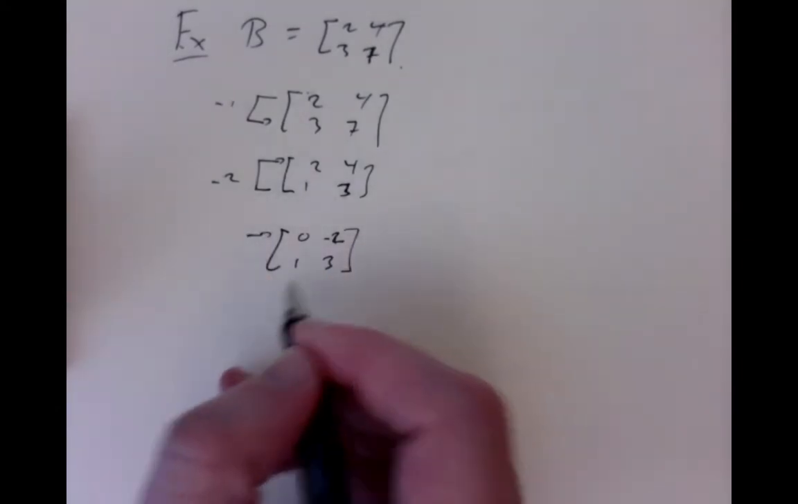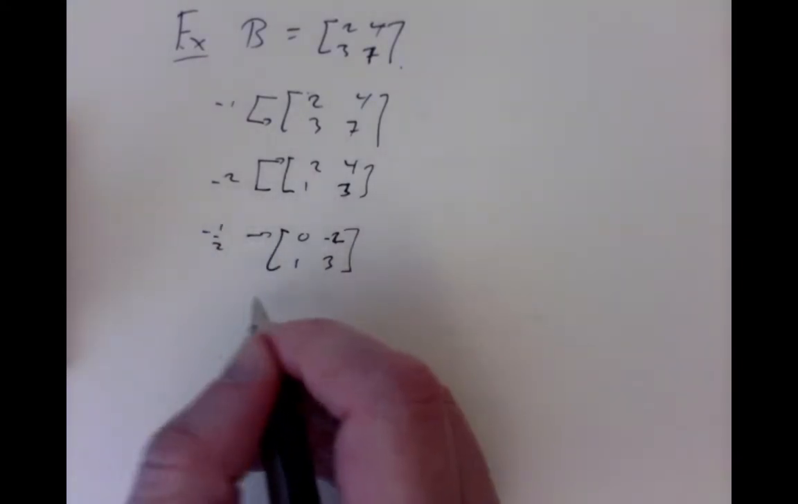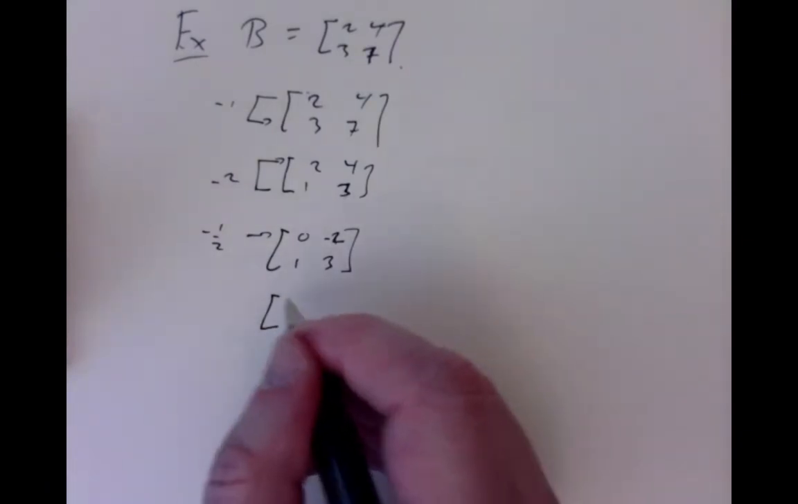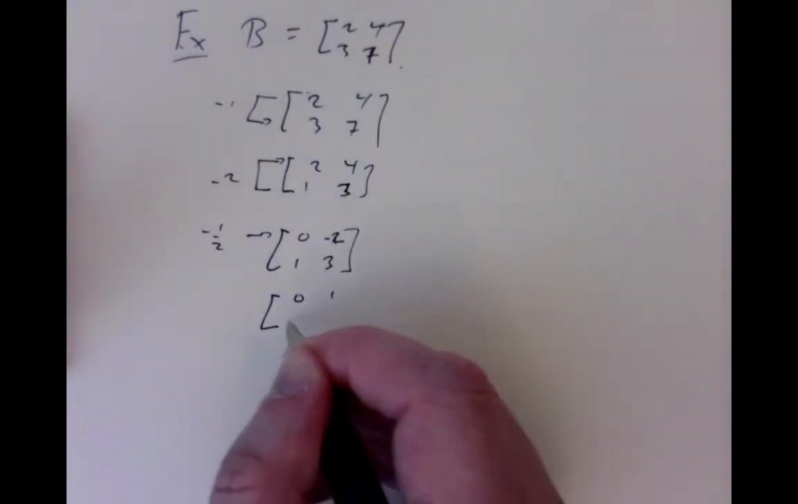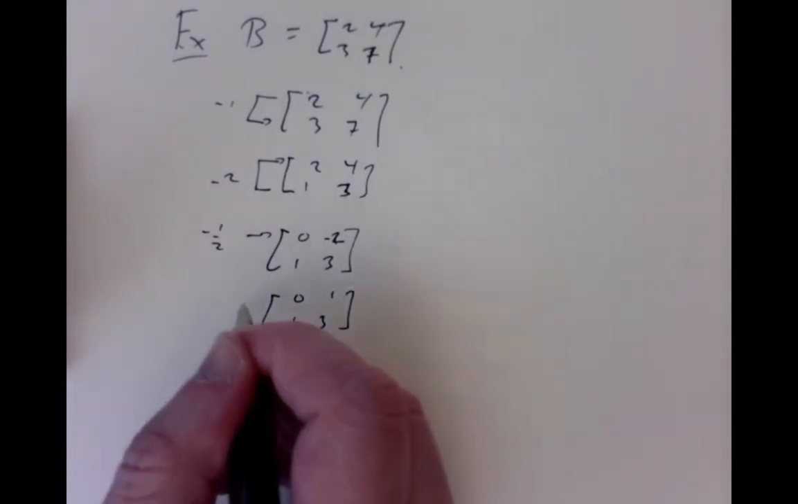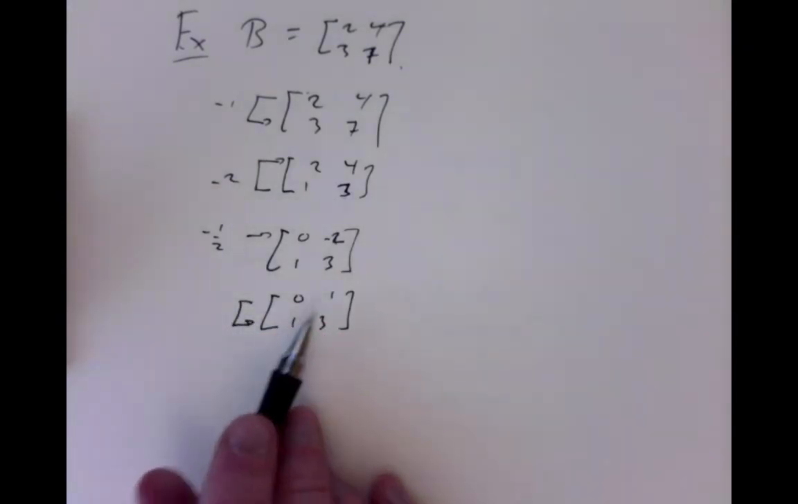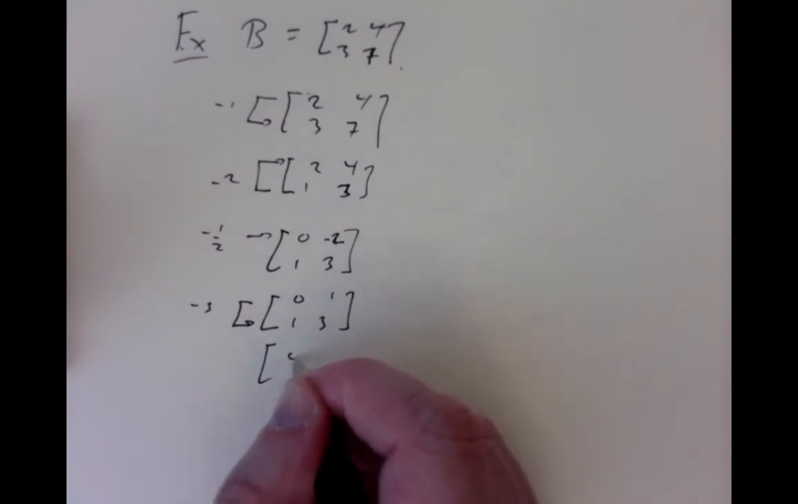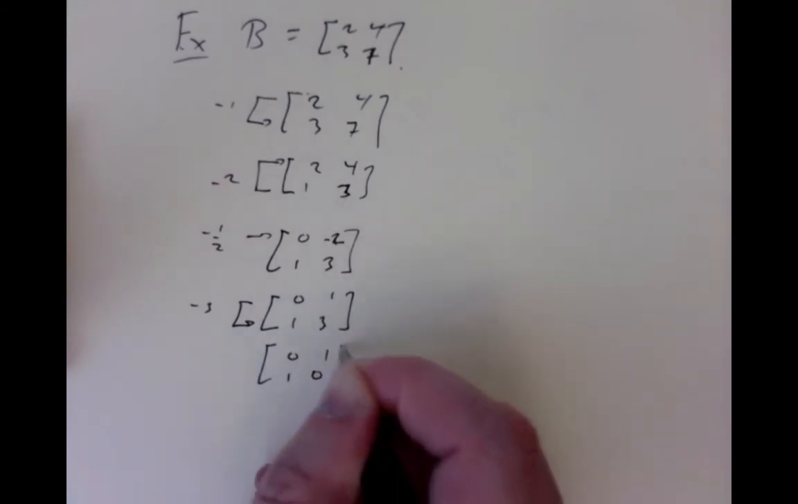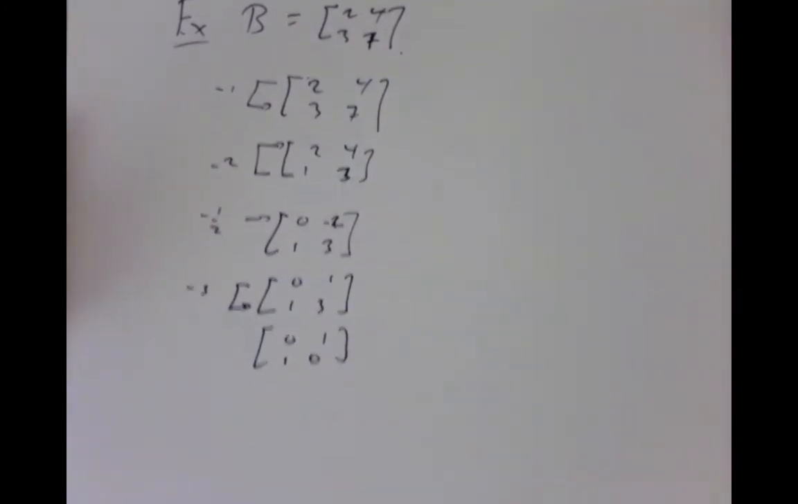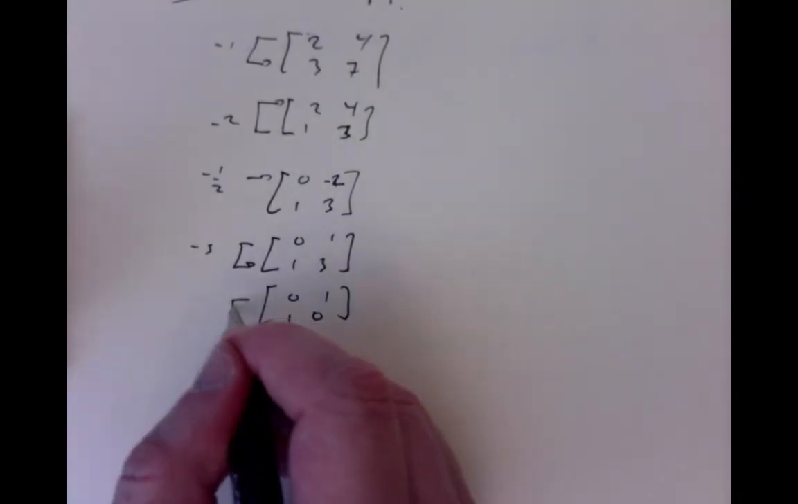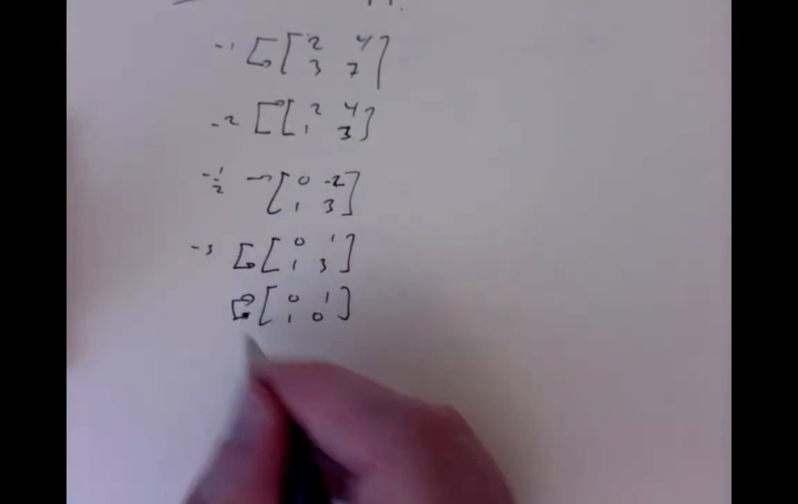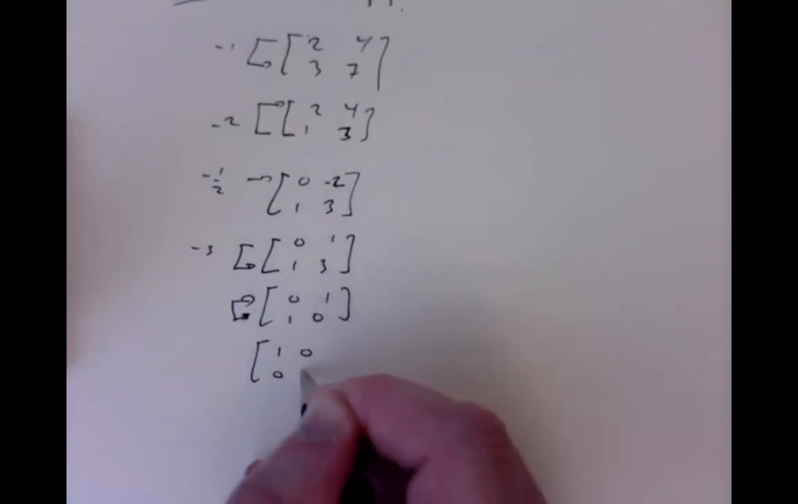All right, so now what we can do is we can scale the first row. We'll scale this row by minus a half, giving us 0, 1, 1, 3. And then we can add minus 3 of this to this, giving us 0, 1, 1, 0. And then finally, we can swap these two and get 1, 0, 0, 1.